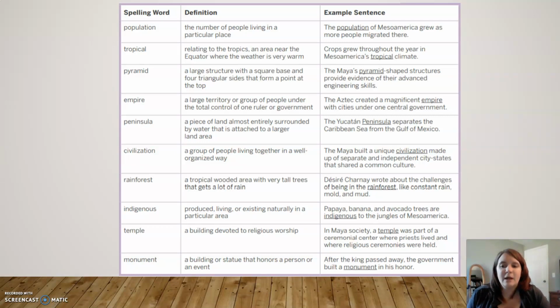Okay, we're going to introduce the spelling words. So the first one is population, the number of people living in a particular place. Tropical, relating to the tropics, an area near the equator where the weather is very warm. A pyramid is a large structure with a square base and 4 triangular sides that form a point at the top. Empire, a large territory or group of people under the total control of one ruler or government. Peninsula, a piece of land almost entirely surrounded by water that is attached to a larger land area.